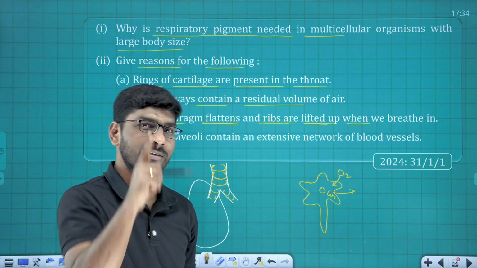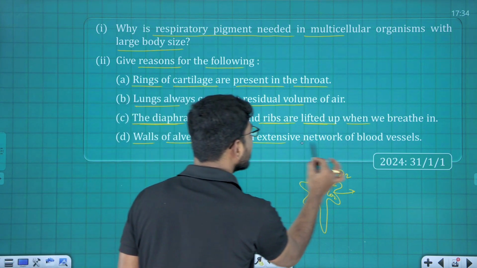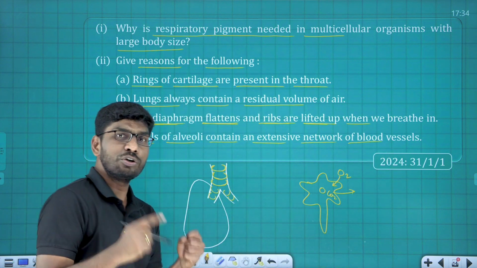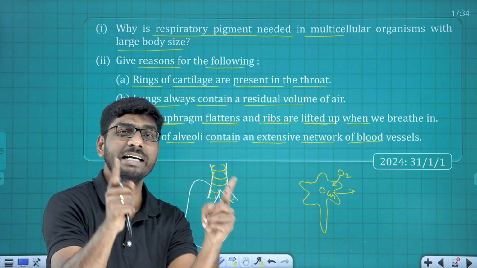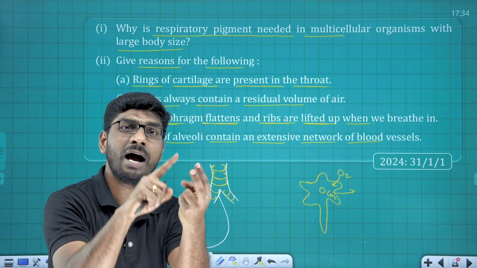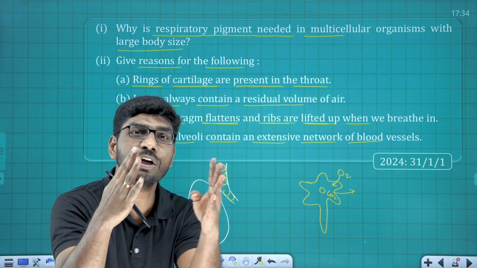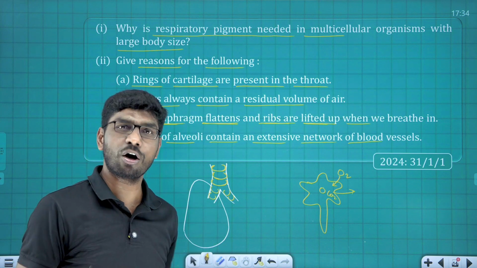Reason. Next, the wall of alveoli contains an extensive network of blood capillaries. Yes, you know the respiratory organ characteristic features are high blood supply, moist surface, large surface area, thin membrane. These are the 4 important characteristic features of respiratory organs.